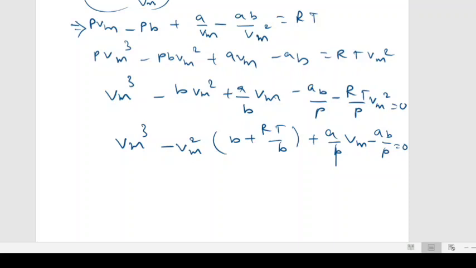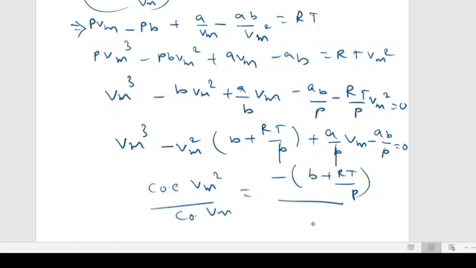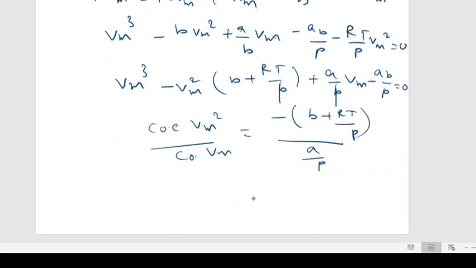So in this equation, we want the Vm square coefficient by the Vm coefficient. The coefficient of Vm square divided by the coefficient of Vm is nothing but minus of (B plus RT by P) divided by A by P. So what we are getting as the ratio is minus (BP plus RT) divided by A. So if we substitute all the values here along with the gas constant, you will get the answer as minus 7.01 approximately. That is the answer.